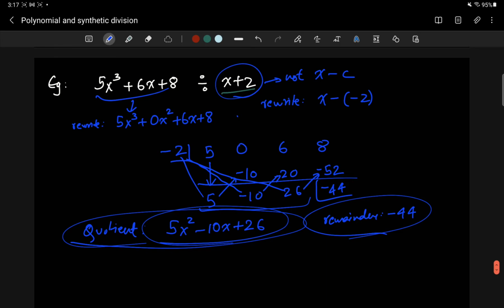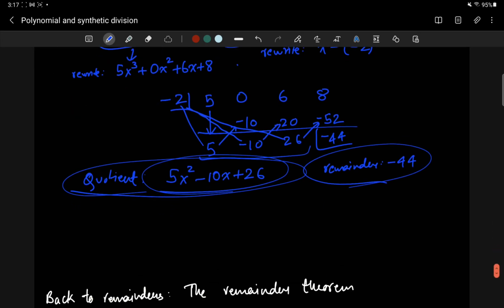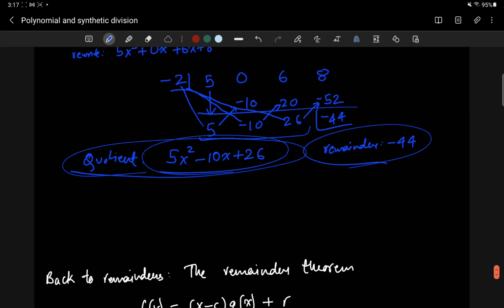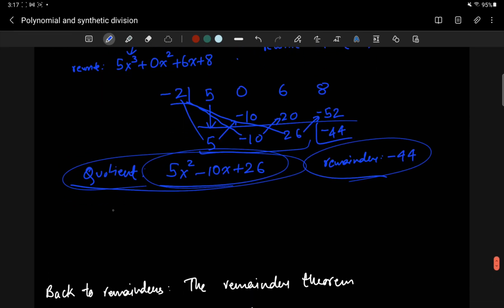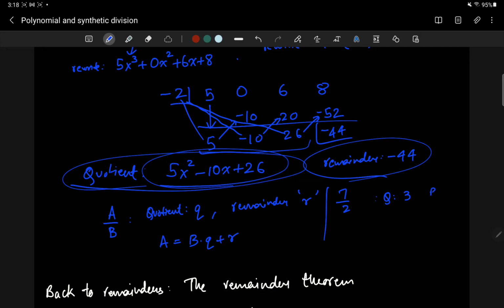Okay, now a consequence of this method is that remember how we can express a function as a division. So for example, if I divide a by b, and in this division I get my quotient to be q and my remainder to be r, this means that I can write a as b times q plus r. For example, 7 over 2, the quotient is 3 and the remainder is 1, which means I can write 7 as 2 times 3 plus 1.